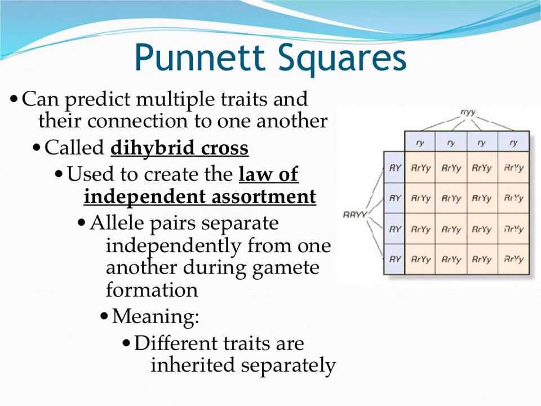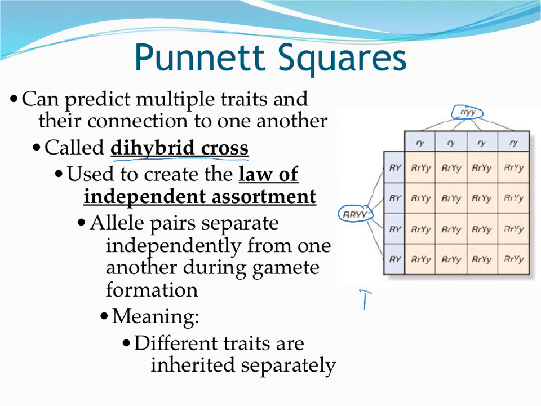Punnett squares can be used to predict more than one trait and how they're connected to one another as well. All the ones we've done so far dealt with just one trait, but this one demonstrates a dihybrid cross. Dihybrid cross meaning there are 2 traits that each have 2 different versions. Okay, so here we have homozygous recessive for both the seed color and the seed shape, and this is homozygous dominant for both the seed color and the seed shape.